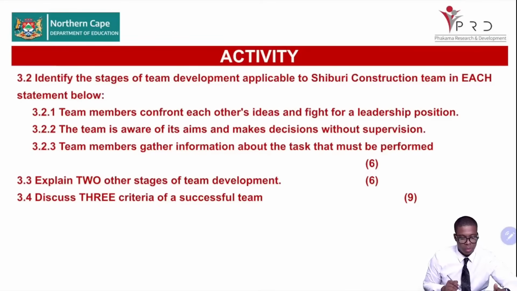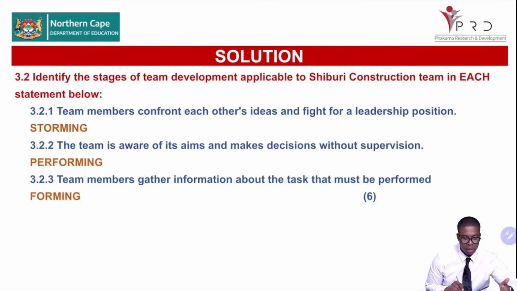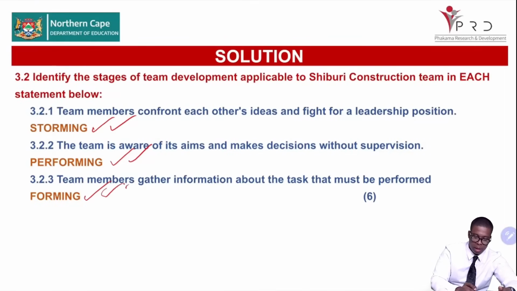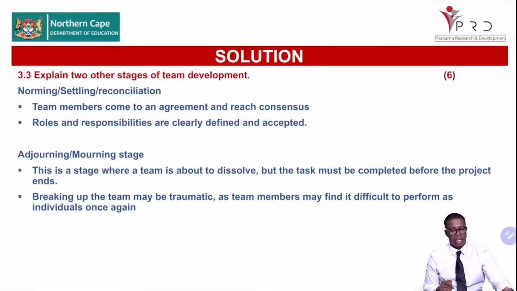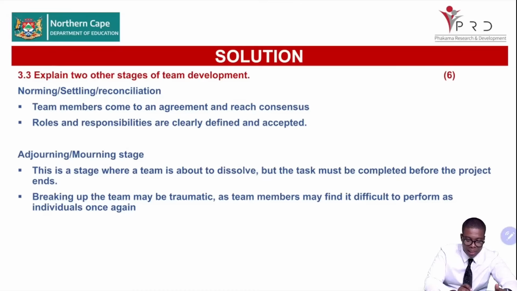Okay. We look into the other questions: explain 2 other stages of team development, and discuss 3 criteria of a successful team. Now, this is the solution we have established to say this is storming, this is performing, and this is forming. Then, explaining the other 2 stages, which are norming and adjourning. With norming, team members come to an agreement and reach consensus. And then we also say 2 marks here and 1 mark for the explanation. Roles and responsibilities are clearly defined as well.